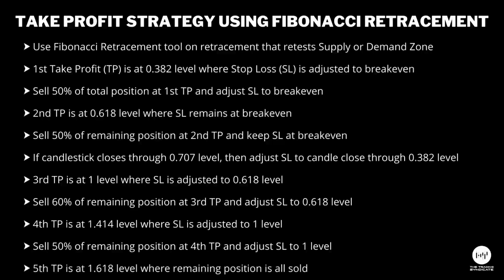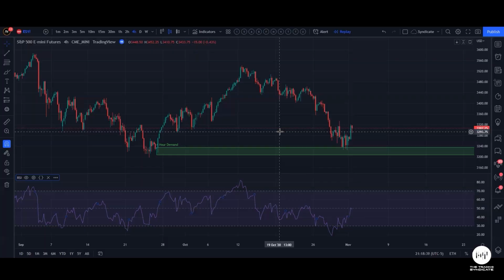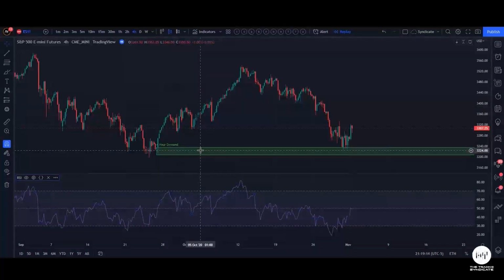Now, this profit-taking strategy works incredibly well with supply and demand trading. Okay, let us take a look at some examples of this taking profit strategy using the Fib retracement tool. To make things less complicated, we'll use the examples from the last video where we already mentioned the reasons for entry. This first example here goes over taking profit after entering a trade using this 4-hour demand zone.